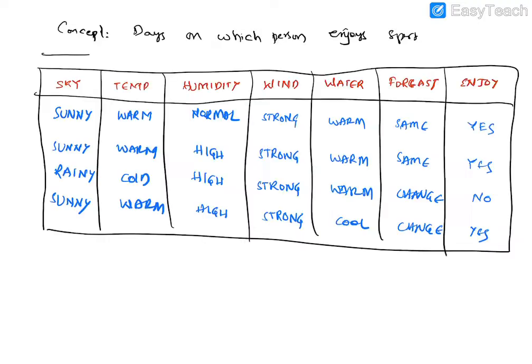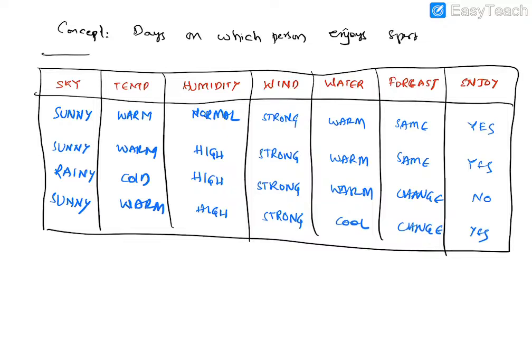So here, what is the concept I am going to take? The concept is days on which a person enjoys sport. So that means on which days the person is going to enjoy the sport activity. That we are going to see with the following data.